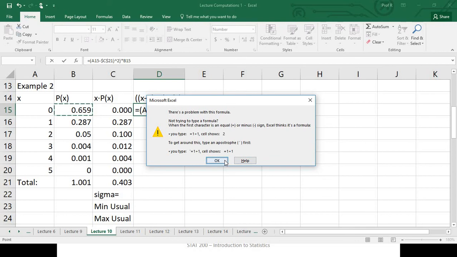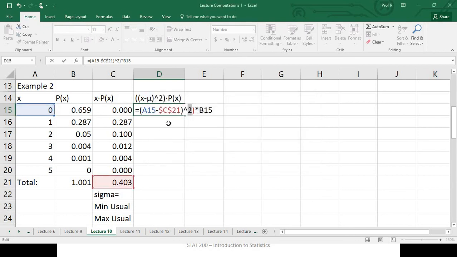Oh, it's telling me I have an error. What did I do wrong? Oh, I don't have enough parentheses here. I need a parenthesis in front of this. There, now I have 2 open parentheses and then 2 closed parentheses. So that gives us 0.107.